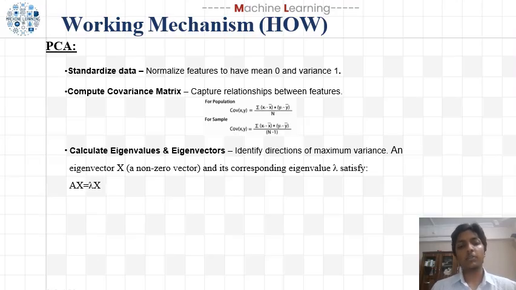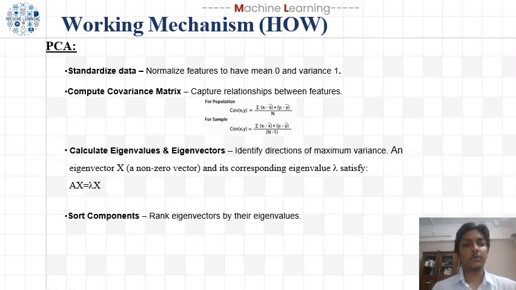Eigenvectors are non-zero vectors which show the direction of the principal components. These principal components indicate in which direction the data is stretched or shrunk, and eigenvalues are the magnitude of the eigenvectors. Now, these eigenvalues and eigenvectors must satisfy the equation Ax = λx. Here, A is the square matrix, x is the eigenvector, and λ is the eigenvalue.